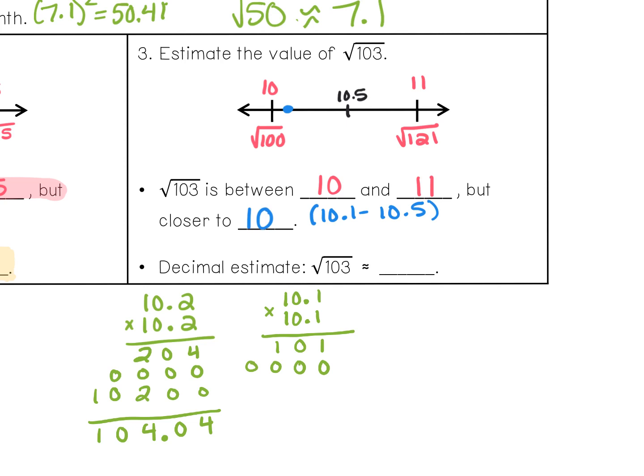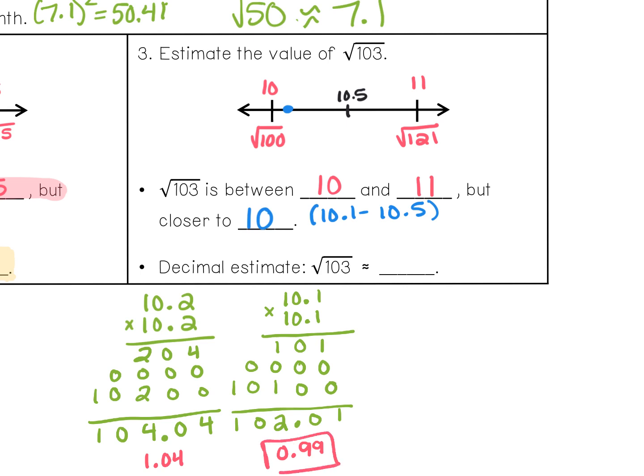Placeholder, 2 placeholders, and this gives me 102.01. So I need to decide how far they are from 103, and I can do that by subtracting. So if I have 104.04 and I take away 103, I've got 1.04 left. If I need 103 and I have 102.01, I need 0.99 more.